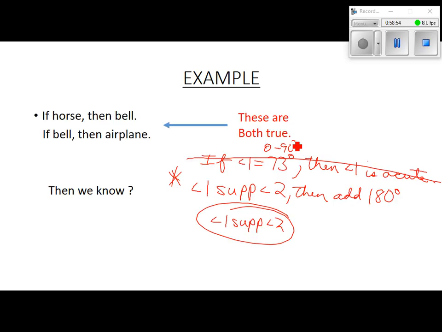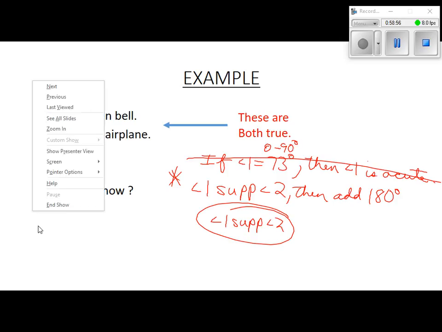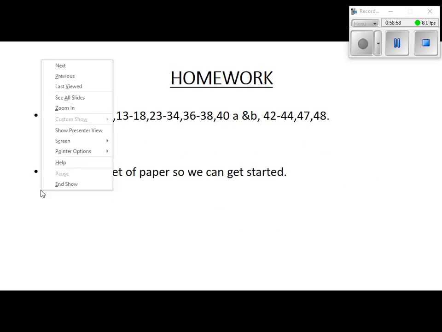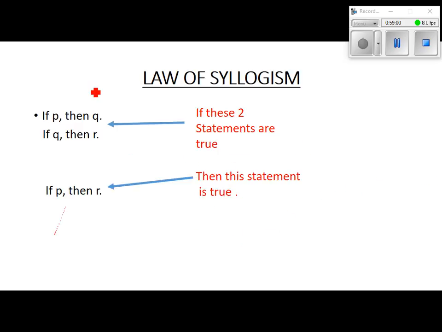Looking at this one, I skipped up ahead of me, didn't I? Went too far. Law of syllogism. Law of syllogism. Another law. Write this down. I'll give you a second to write it down.